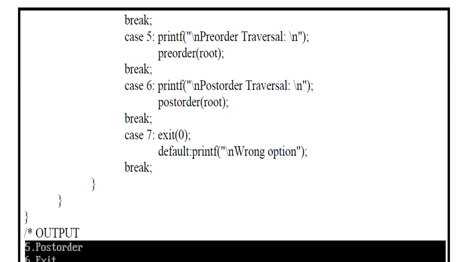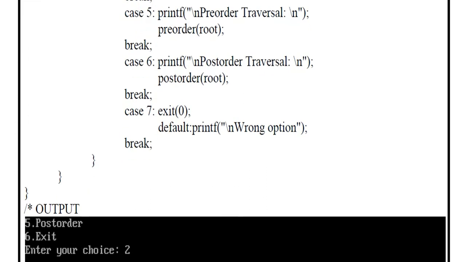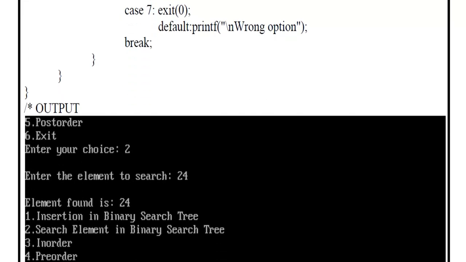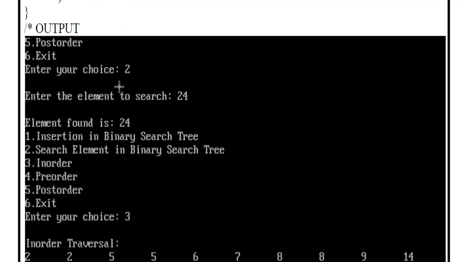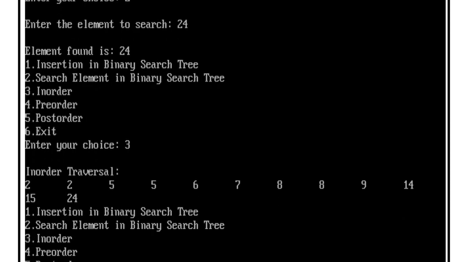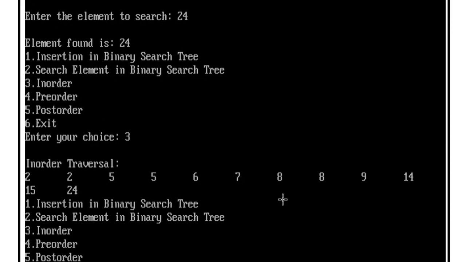So now we can see the output of the program here. This is the output we have. All the options are displayed. If I go for choice 2, the element to be searched, this is how the output looks. These are the different options available. When we traverse the given tree, this is the in-order traversal, and we can go for pre-order traversal, post-order traversal, etc. Thank you.